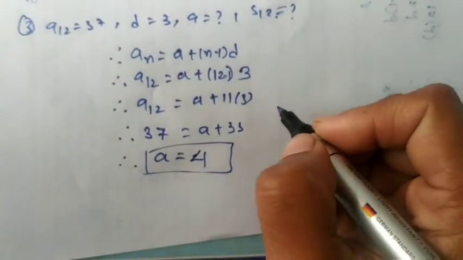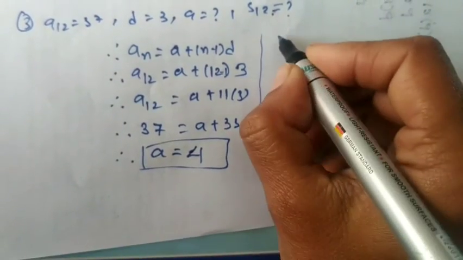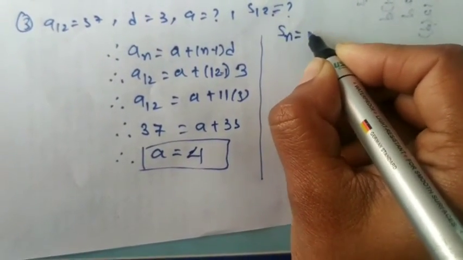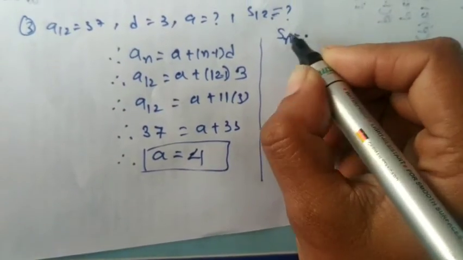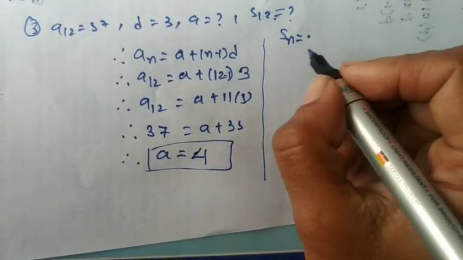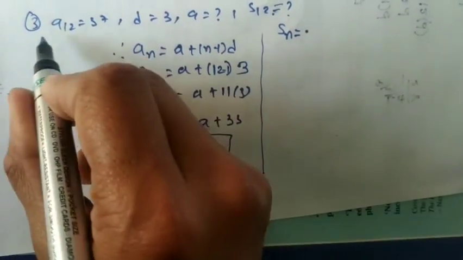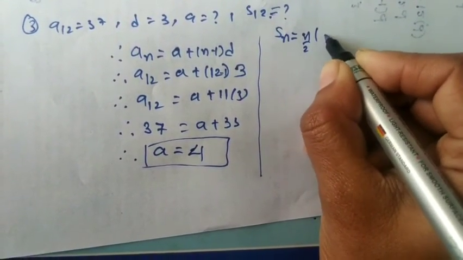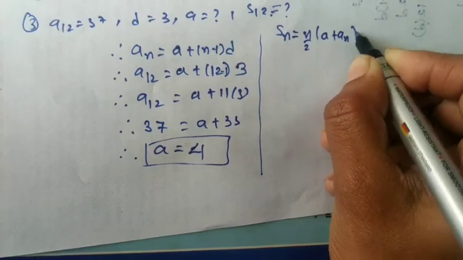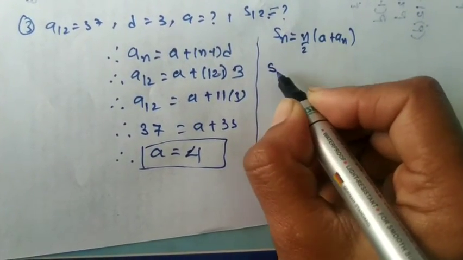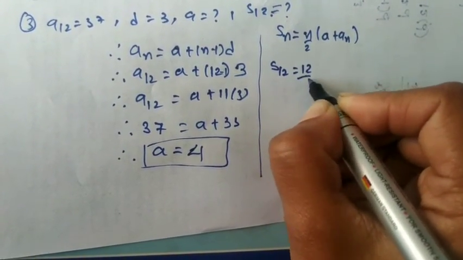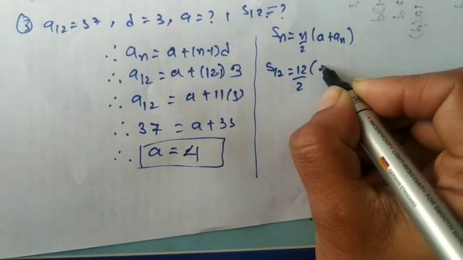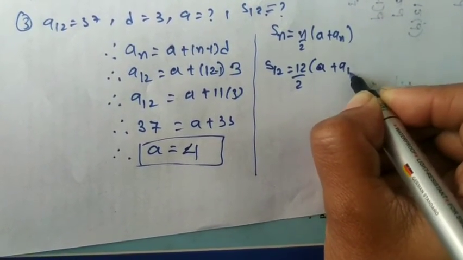Second question they have asked that we have to find S12. So we will apply the Sn equation. Sn is equal to, here we can also use a plus an, because we have to find 12 only and here a12 is given. So here Sn is equal to n by 2 into a plus an. We will write that formula. So in Sn we will write 12, and it is 12 by 2 into a, and a plus what will I write over there, a12.